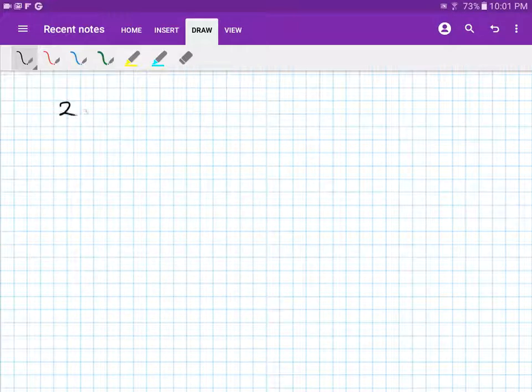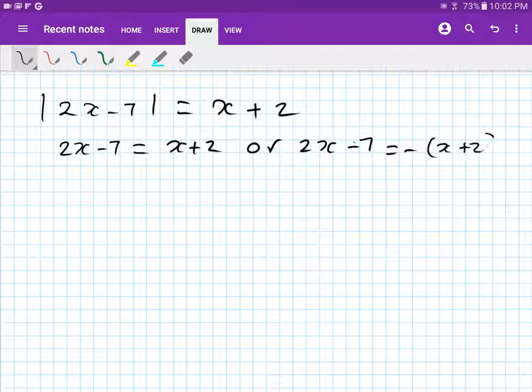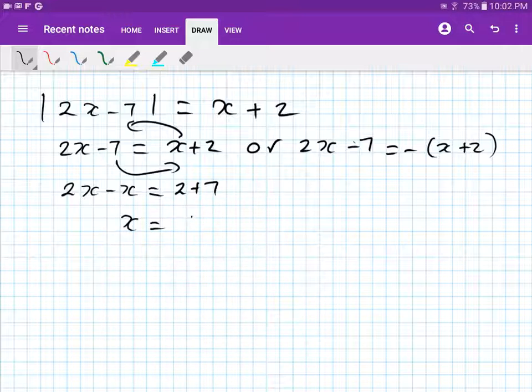So if you got the absolute value of 2x minus 7 equal to, let's say, x plus 2, this means the same process: 2x minus 7 is equal to x plus 2, or 2x minus 7 is equal to negative x plus 2. Now, if I move x on this side and the number on that side, 2x minus x is the same as 2 plus 7. So x equals 9.